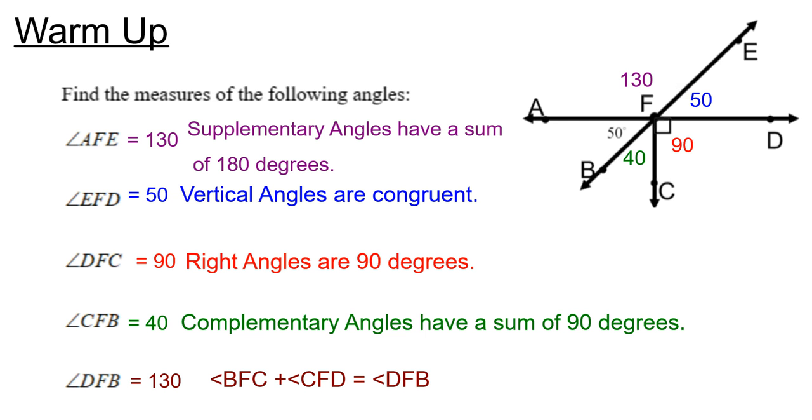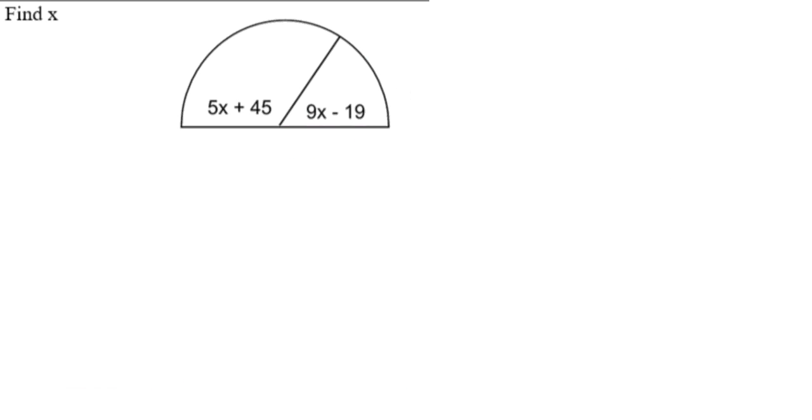Now, we've also talked about setting up equations and solving. So if we had a diagram that looked like this, it's a semicircle, and we know that a full circle has a total of 360 degrees. So a semicircle here would be 180 degrees.